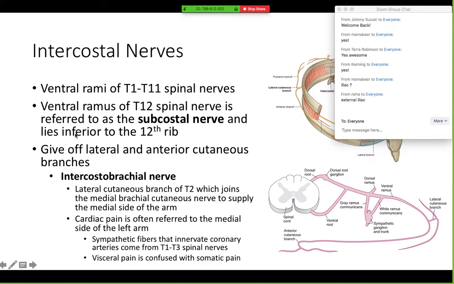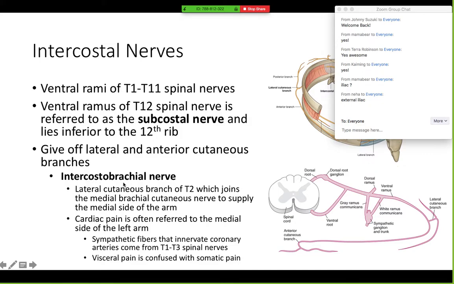So intercostal nerves, we can also call these ventral rami of T1 to T11 spinal nerves, and then the ventral ramus of T12 is known as the subcostal nerve, and it's going to lie inferior to the 12th rib. These intercostal nerves are going to give off lateral and anterior cutaneous branches.